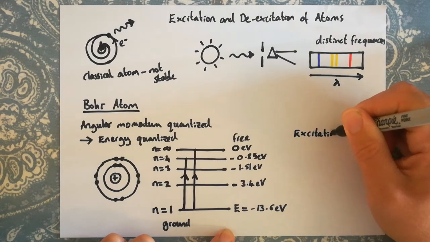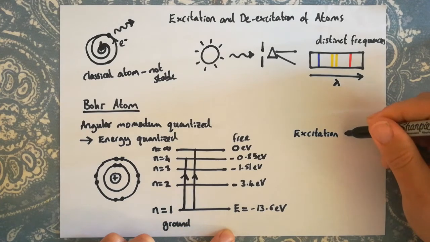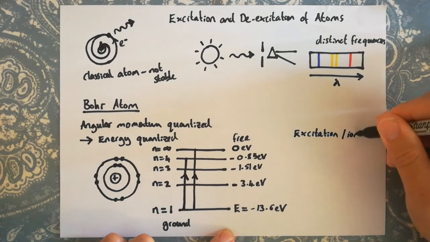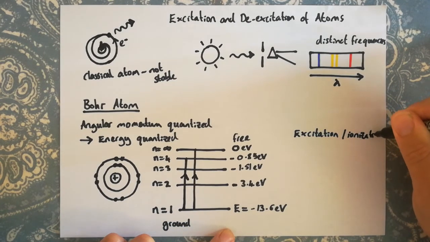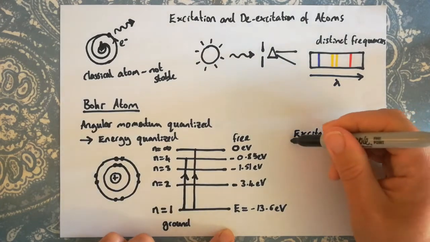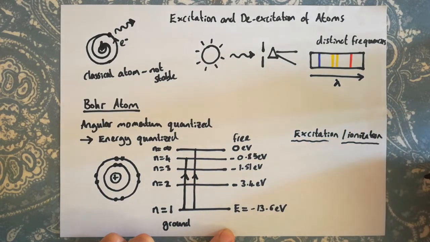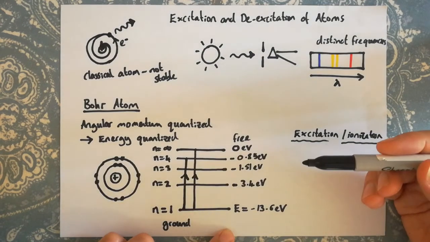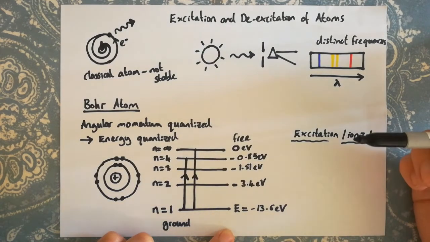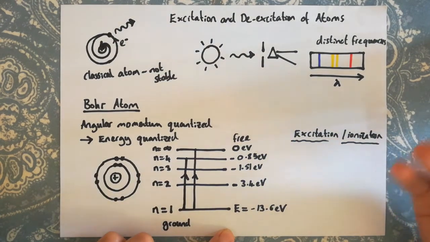So how can these two processes happen? There are two main ways that we're going to consider. Firstly, the atom could be involved in a collision with another particle. So perhaps most usually this might be an electron.